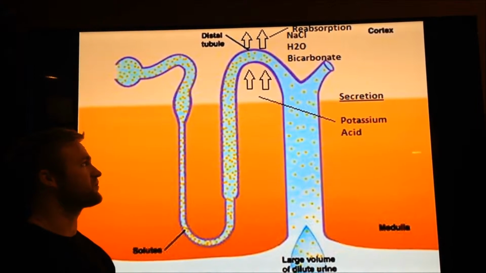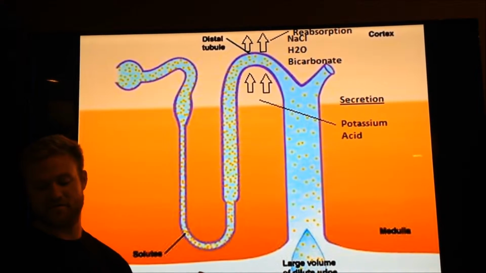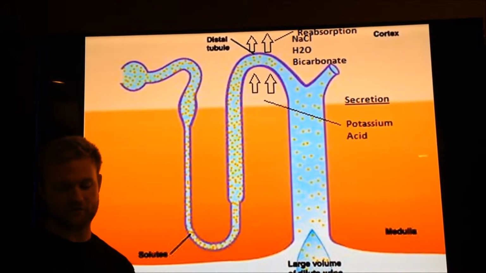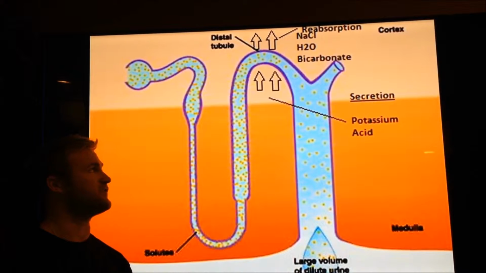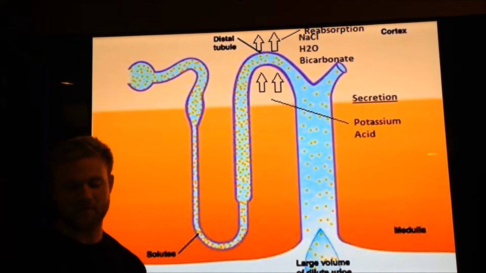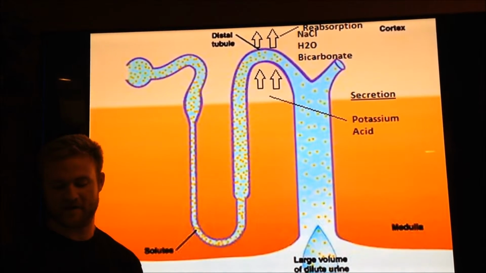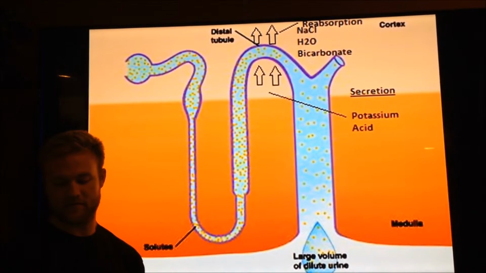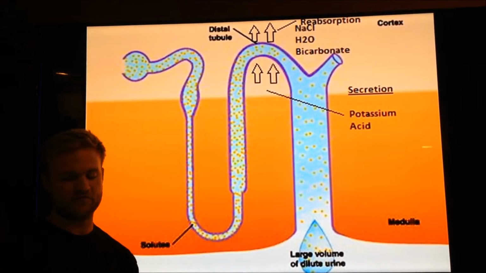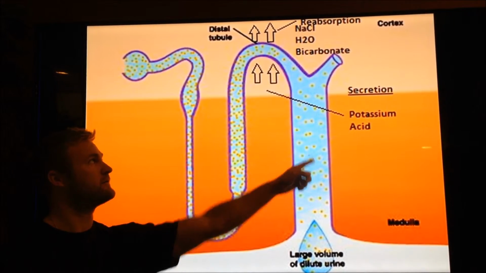Moving on to the distal convoluted tubule. This is the most distal or furthest portion of the tubule. It is responsible for the reabsorption of salt, bicarbonate, and H2O into the peritubular capillaries, and the secretion of potassium and acid from the peritubular capillaries into this tubule. The distal convoluted tubule then passes the filtrate into the collecting duct.